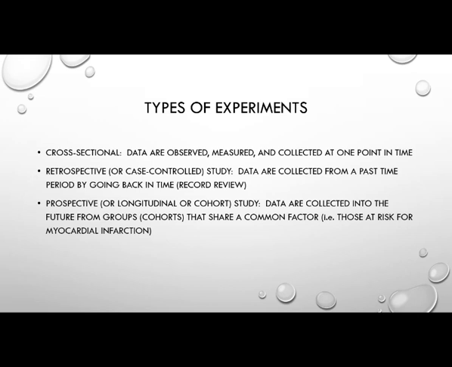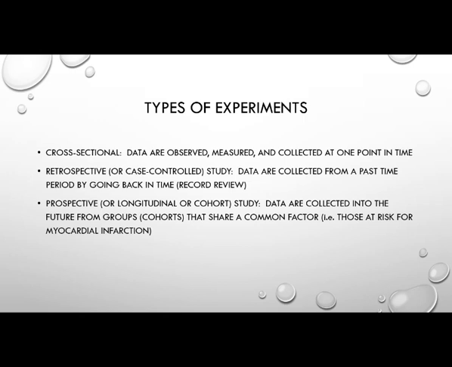All right, so we have different types of experiments. We have cross-sectional: data are observed, measured, and collected at one point in time. We have retrospective or case-controlled studies: data are collected from a past time period by going back in time. Like a smoking study, you know, how many years have you smoked? All right, then we'll put you in that group. But you're looking back in time, and you're not administering some sort of intervention or drug or treatment. It's something that has occurred over the past.